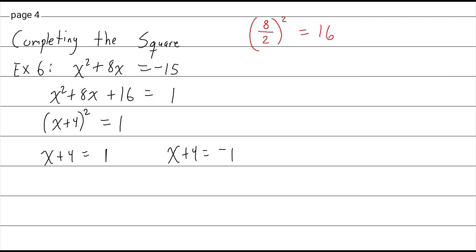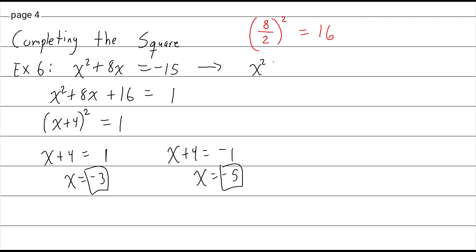Alright, so subtract 4 from both sides, I get negative 3. Subtract 4 from both sides, I get negative 5. So negative 5 and negative 3 are the solutions using the completing the square method. I would have gotten the same thing had I factored this, by the way, right? If I decided to jump to that.